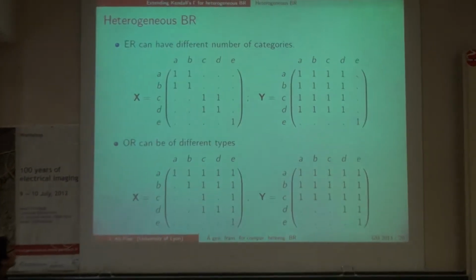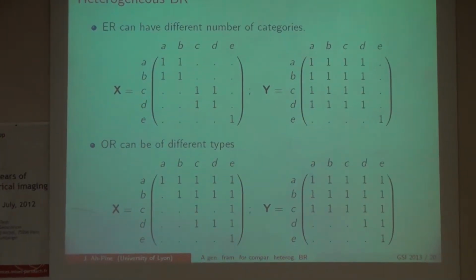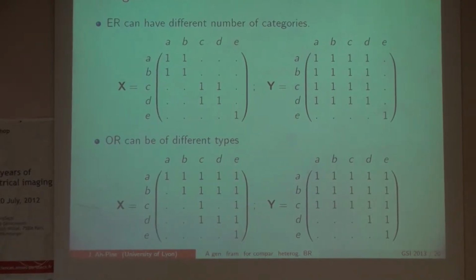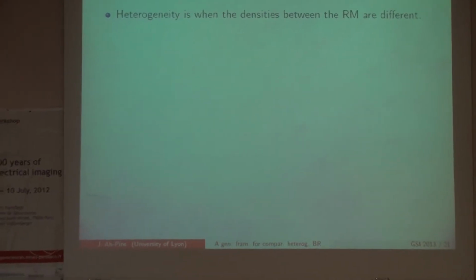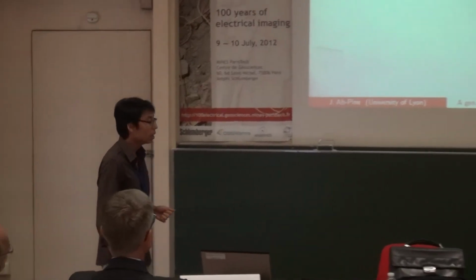Okay? So for order relations, since there are different kinds of order relations, when you want to compare, for example, a linear order or total order against a pre-order, then we have to pay attention to this heterogeneity. So in that case, here again X is a linear order, Y is a pre-order because you have A, B, C which are tied. So how can we take into account this information? In particular, these examples show that somehow heterogeneity is related to the difference between the densities of the relational matrices. So this is the intuition behind this kind of extension.